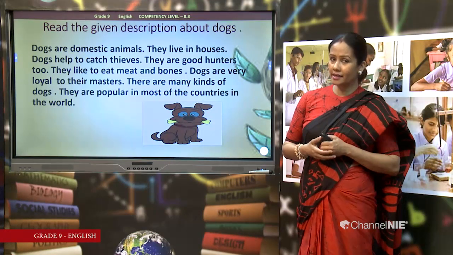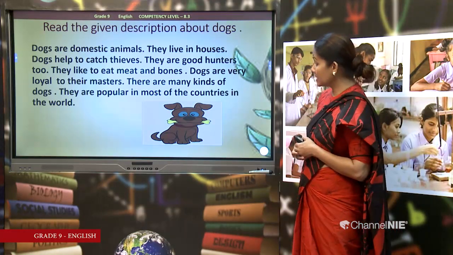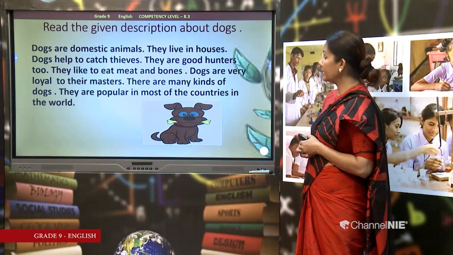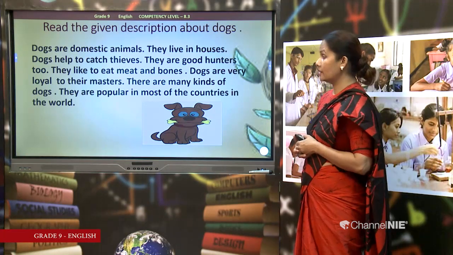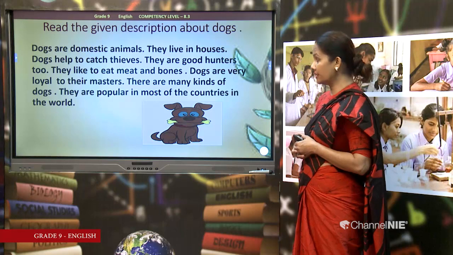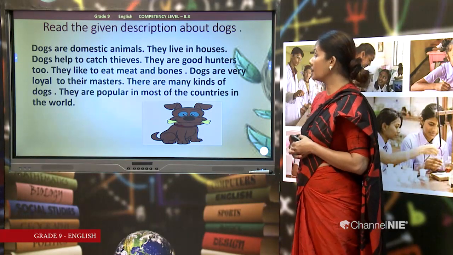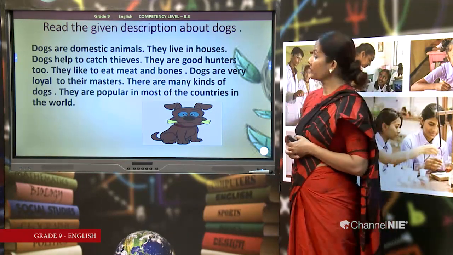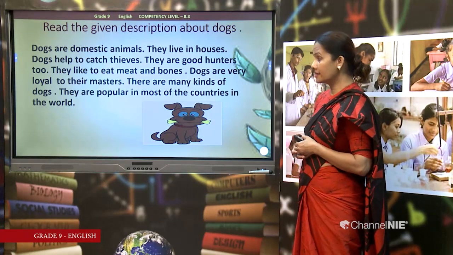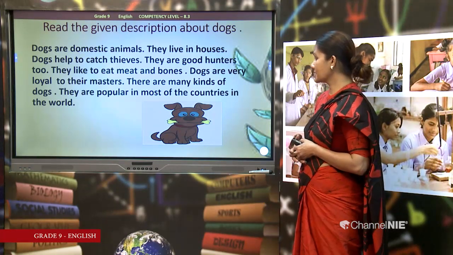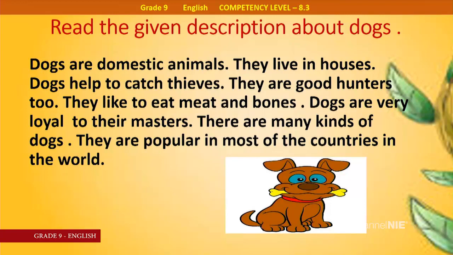Shall we read it again? Dogs are domestic animals. They live in houses. Dogs help to catch thieves. They are good hunters too. They like to eat meat and bones. Dogs are very loyal to their masters. There are many kinds of dogs. They are popular in most of the countries in the world.